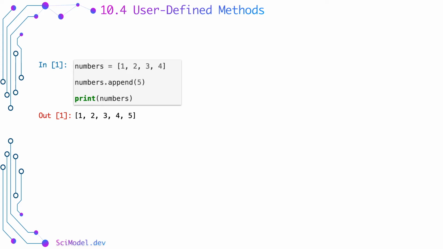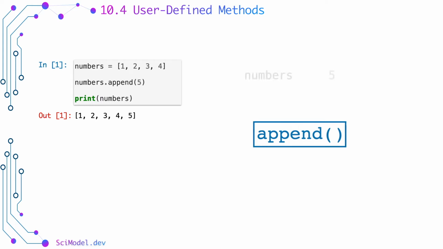It will first search for the class of the variable numbers, and it will see that it is a list class. Next, it will search within the list class for a method called append in order to apply it on the list object numbers. In this case, Python automatically passes 2 input arguments to the append method. The value 5 you set as an input argument to the append method, and the object that the method will be applied on, which is the numbers variable.